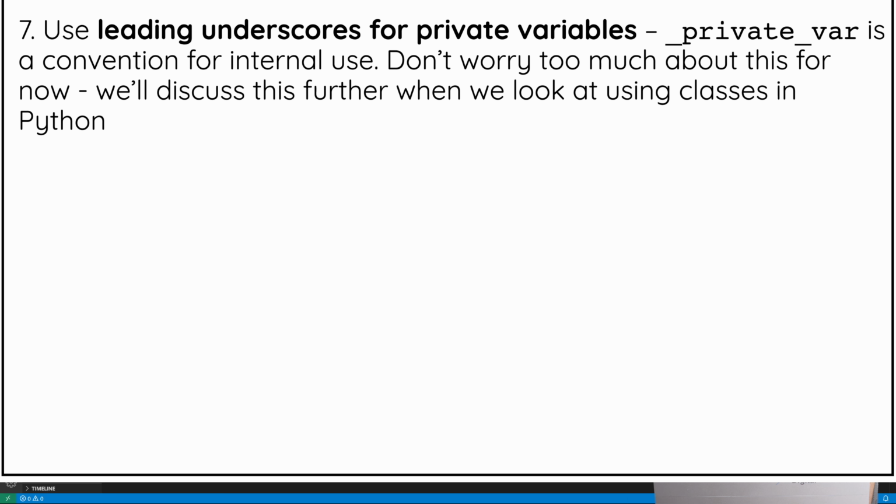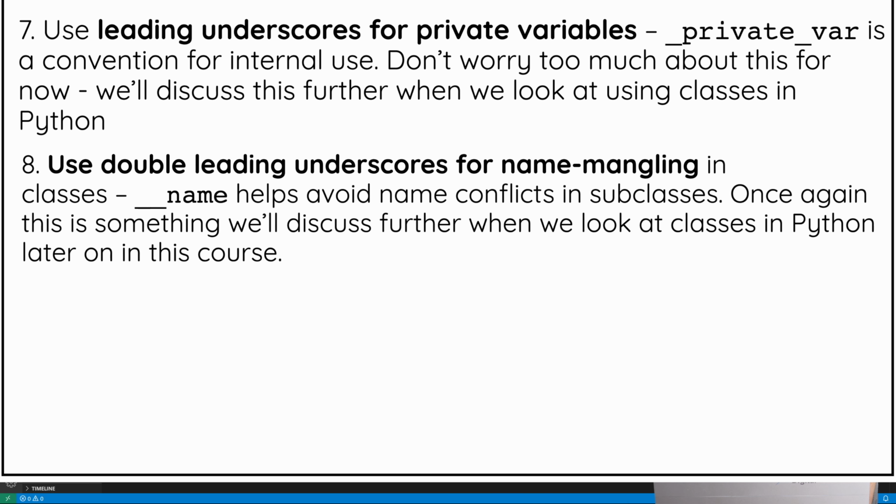Use leading underscores for private variables. Underscore private underscore var is a convention for internal use. Don't worry too much about this for now. We'll discuss this further when we look at classes in Python. Use double leading underscores for name mangling in classes. Underscore underscore name helps avoid name conflicts in subclasses. Once again, this is something we'll discuss further when we look at classes in Python later on in the course.